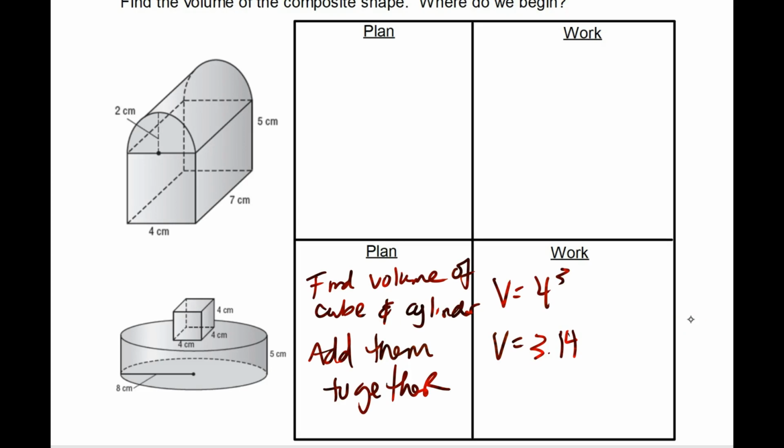Bye-bye. So 3.14 times radius squared, which is 8 squared, times the height, which is 5. This is the radius, this is the height, times 5. So we have 4 cubed, which is going to give us 64. So that's going to be 64 plus 3.14.